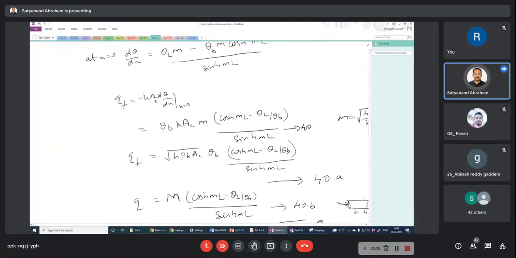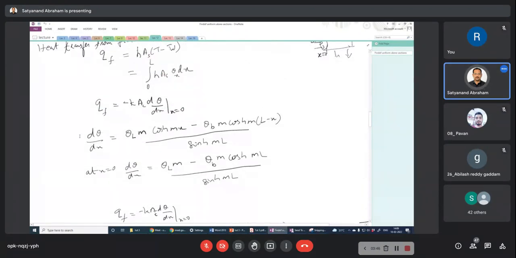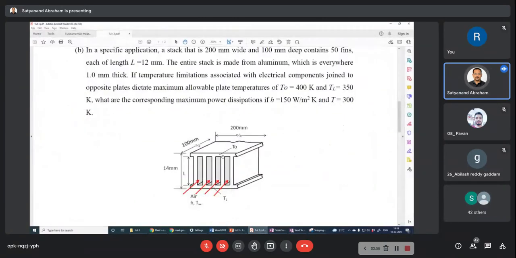But we have done only dT by dx, we have found dT by dx, right. So from dT by dx, for the heat transfer rate at x equal to 0, you have to put x equal to 0, and for the heat transfer rate from the bottom surface, you have to write x equal to L.